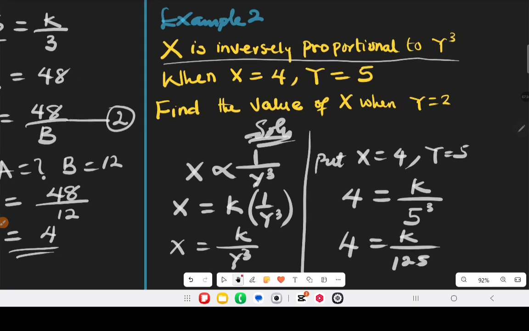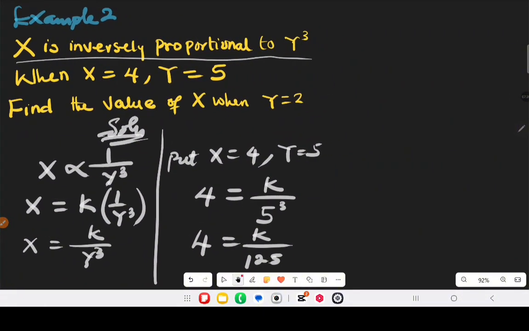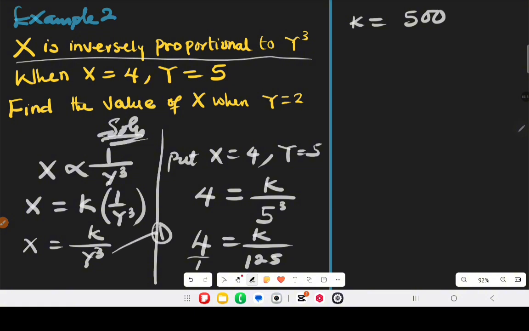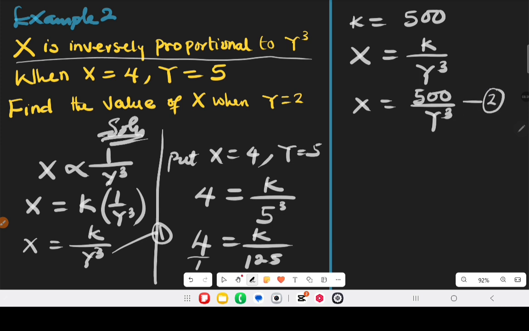Then we move further. Now, what are we going to do? We cross multiply. This 4 is over 1. 1 times k gives us k, equals 4 times 125, which gives us 500. k is equal to 500. We substitute k in the first equation, which we call equation 1. If we substitute k into x equal to k all over y cubed, x is equal to 500 all over y cubed. This is equation 2. Equation 2 is the equation connecting x and y.